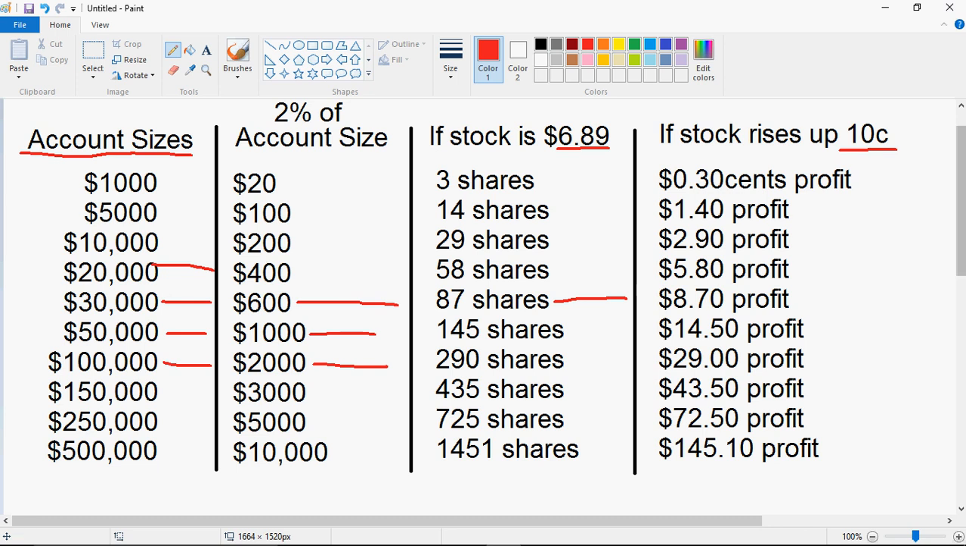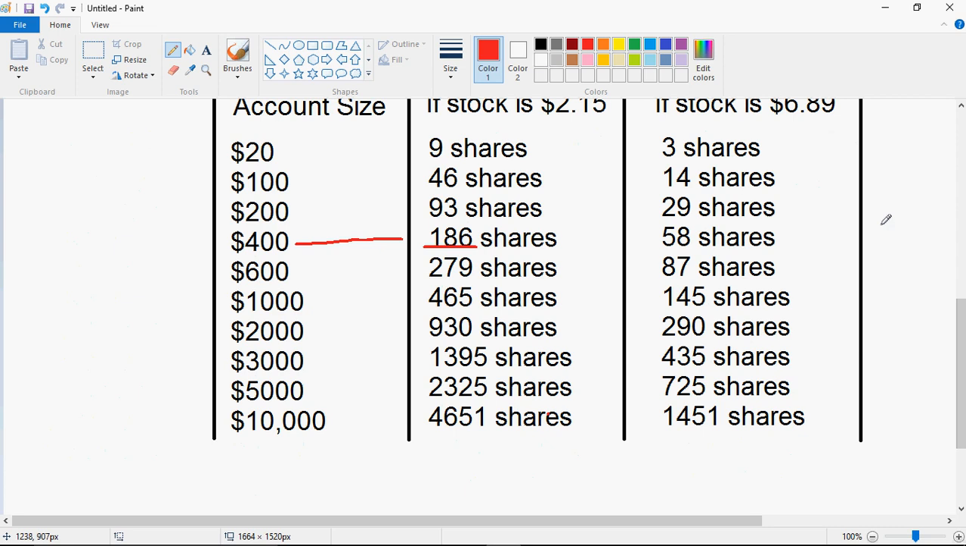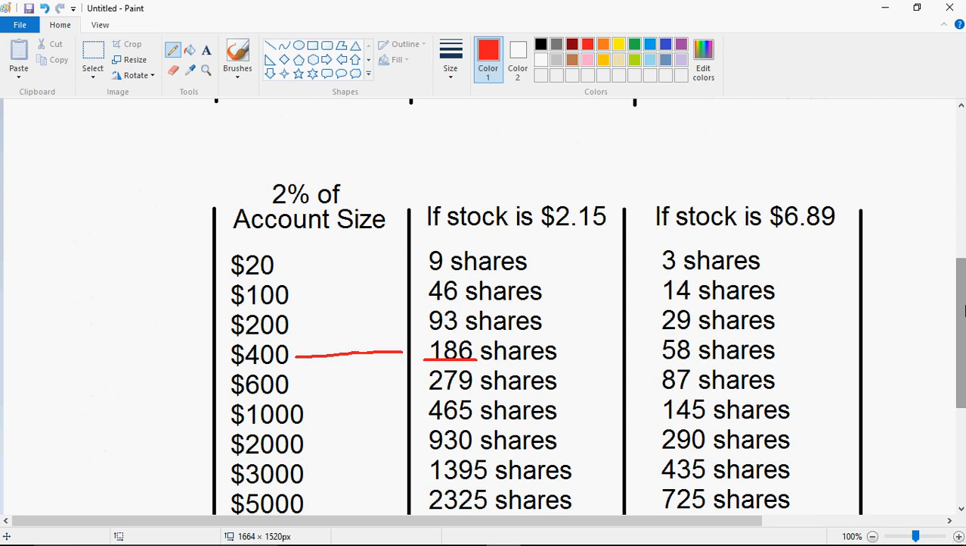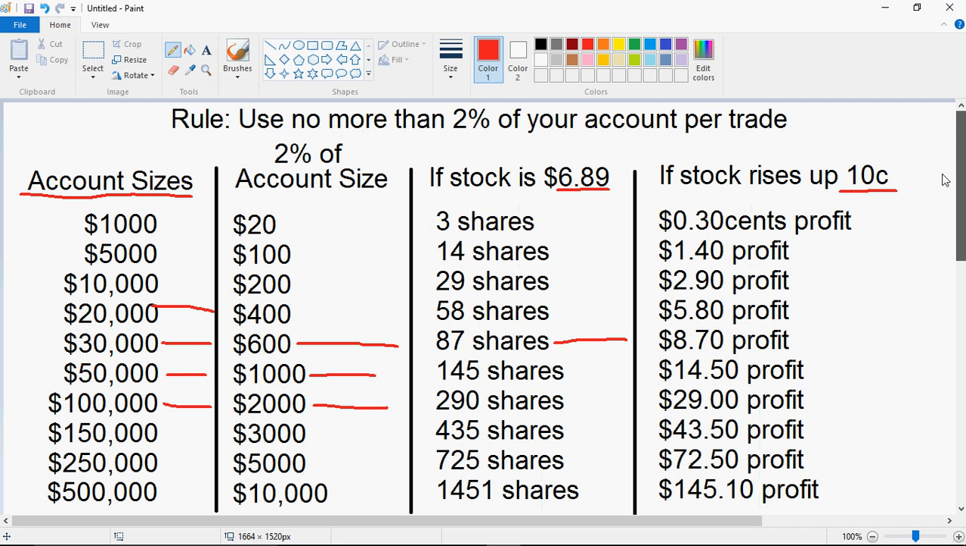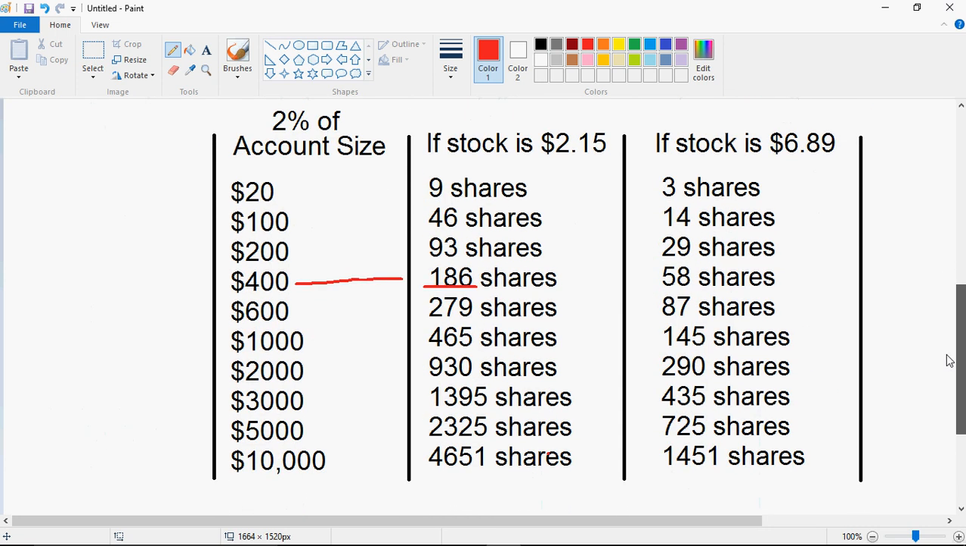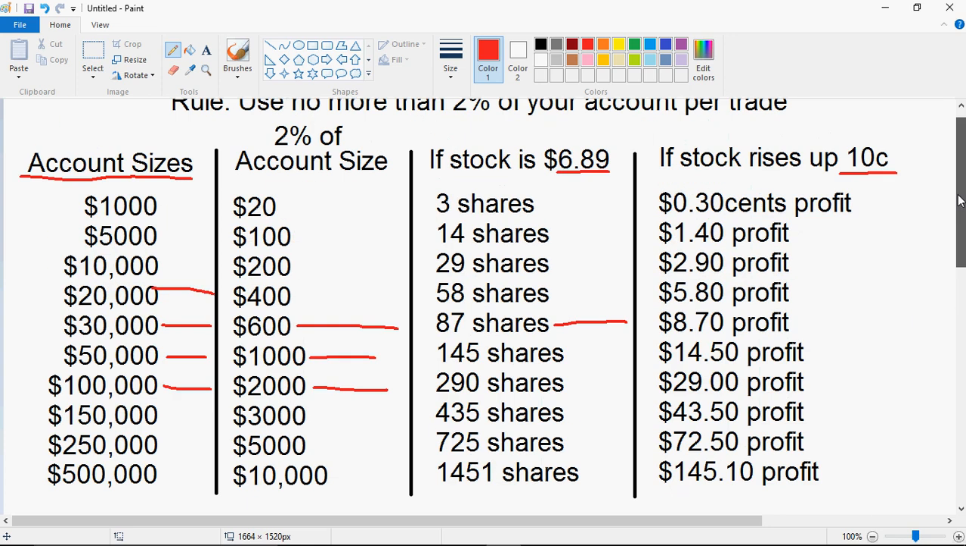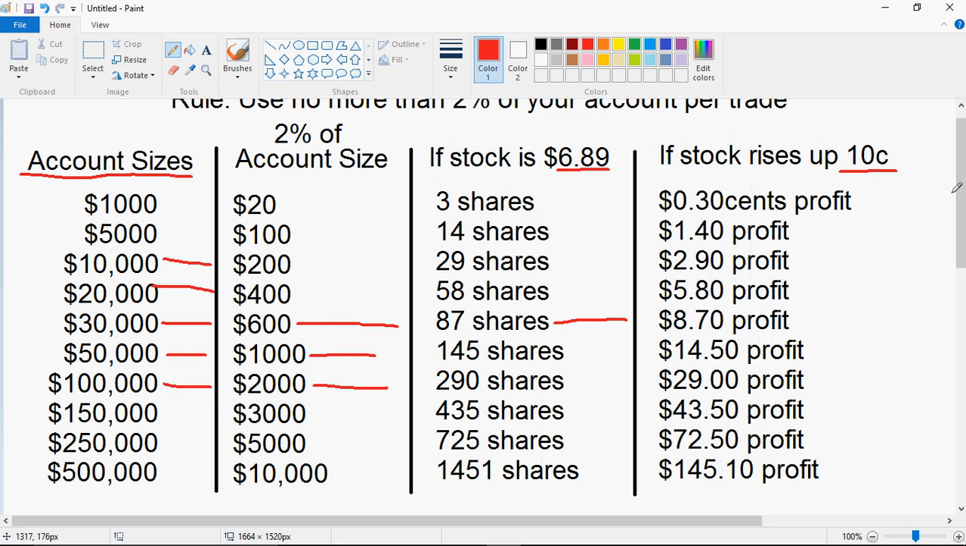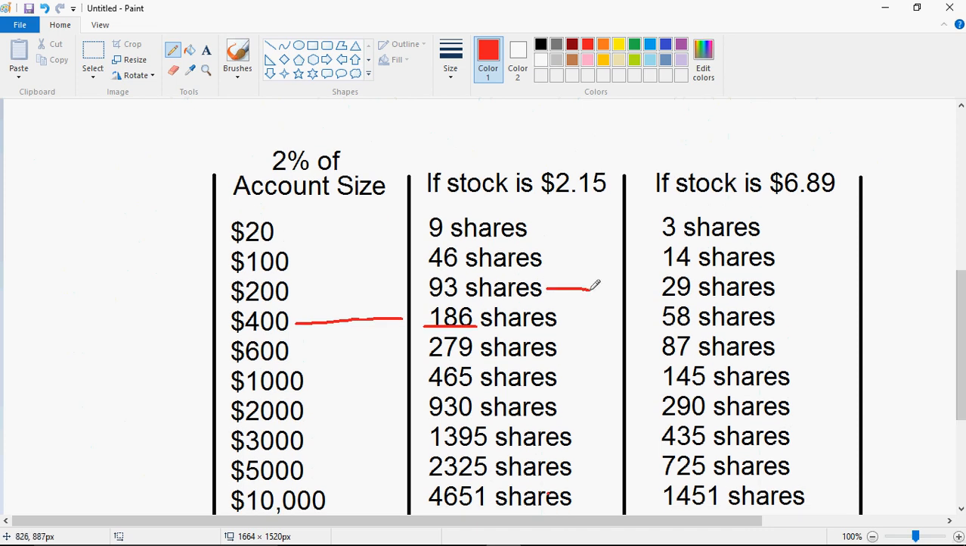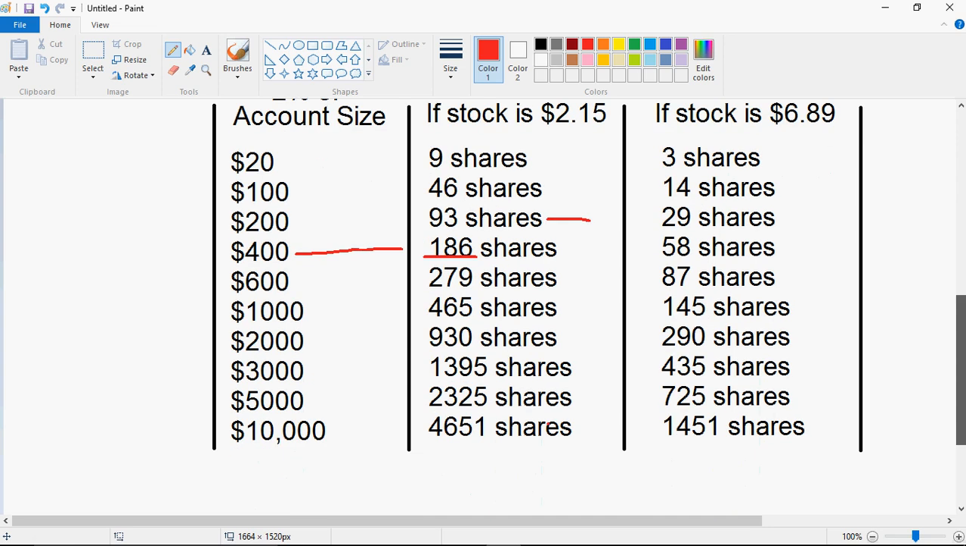Watch. This $400, you can buy 186 shares. Even, you know, like I say, $20,000 is good. How much money would that be though? If you take just that times a dollar, that'll be $186, $93. Even with $10,000, you can make some good money too. Because if it rises up a dollar, you'll be making $100, okay? And if you buy stocks that's less than $2, as you can see, shares will increase and your profit will be more.